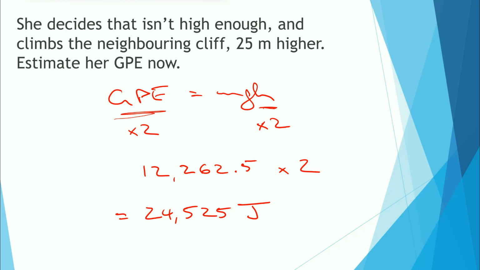I just think this is a quick way to do it. Once we realize that GPE and height are directly proportional, if I'm going to double the height, I'm going to double the gravitational potential energy. It's a bit of a quicker way, but if not, that's fine. You could still do your 50 times 9.81 times, well, it was 25 and then another 25. You can still do the calculation. You're going to come out with exactly the same answer.